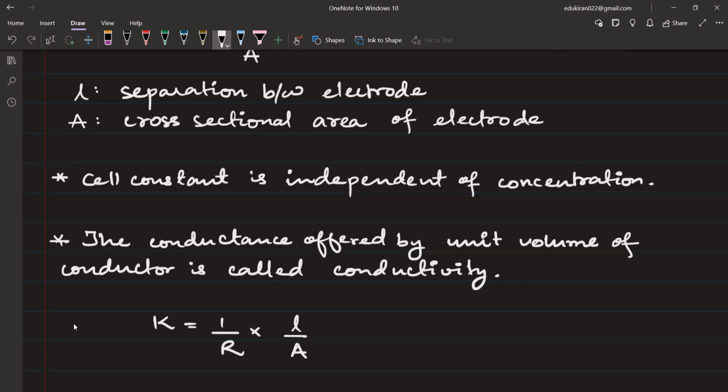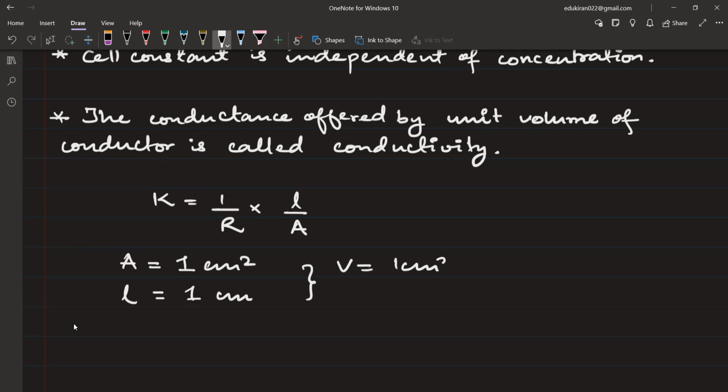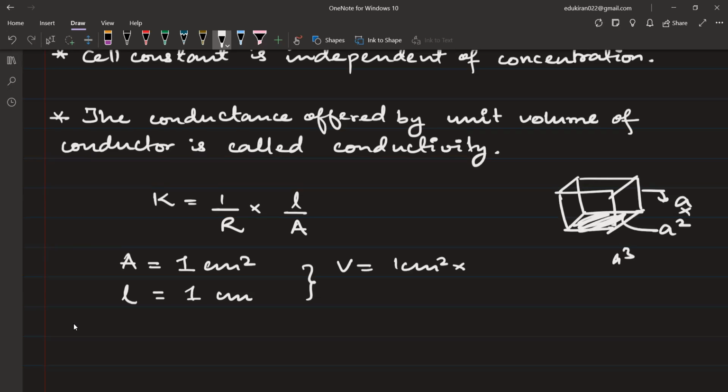What are the things which are independent? We can have cells of different length and cross-sectional area. Now, if I have area equal to 1 centimeter square and length equal to 1 centimeter, then the volume will be 1 centimeter square area into length. What is this? A cube. If the area is A square and the height is A, multiplying the area into height gives the volume. So here the volume is 1 centimeter square into 1 centimeter, which gives 1 centimeter cube, correct?